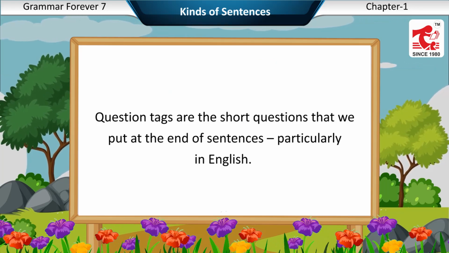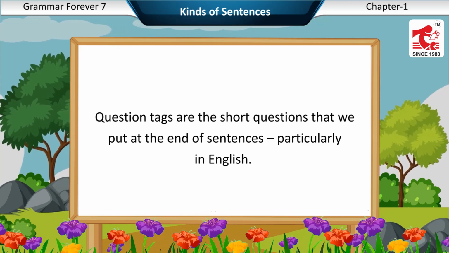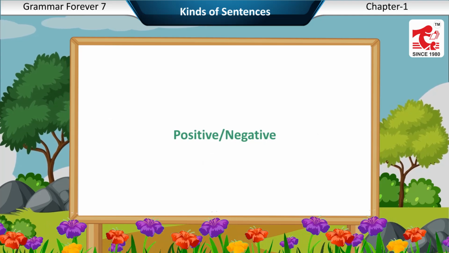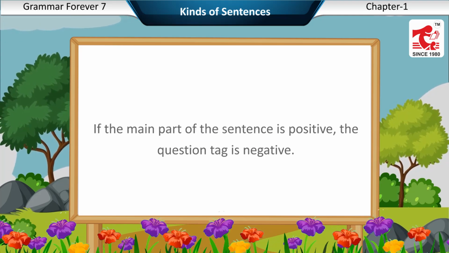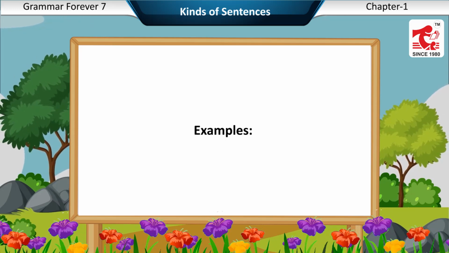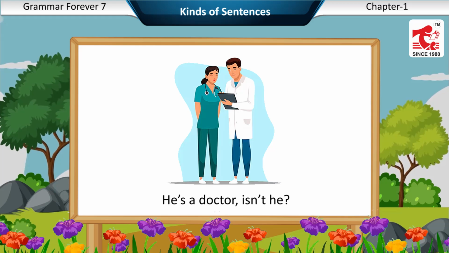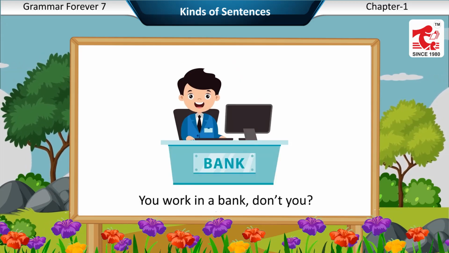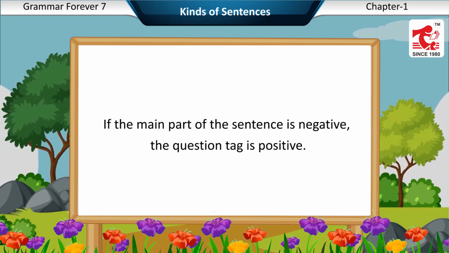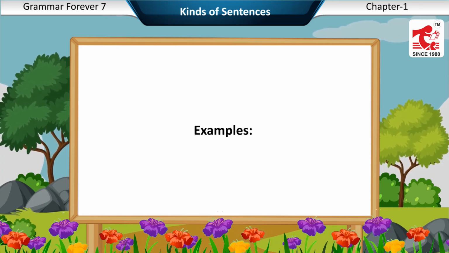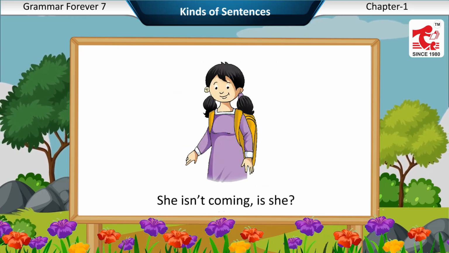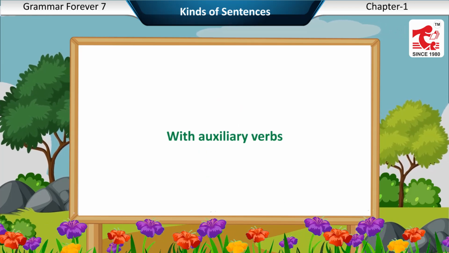Question tags. Question tags are the short questions that we put at the end of sentences, particularly in English. Positive or negative. If the main part of the sentence is positive, the question tag is negative. Examples: He is a doctor, isn't he? You work in a bank, don't you? If the main part of the sentence is negative, the question tag is positive. Examples: You have not met him, have you? She isn't coming, is she?